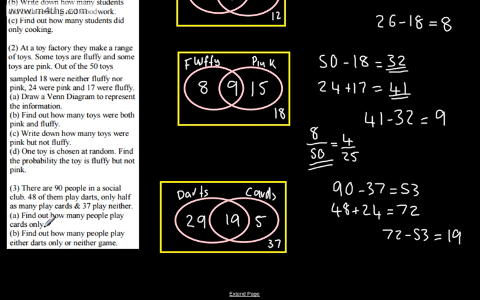Okay, so we've done that. Find out how many people play cards only. The answer is 5. Cards only, 5. In part B, we're asked to find out how many people play either darts only or neither game. Darts only is this part and neither game is this part. So if we simply add those together, we're going to get 29 and 37, which is going to give me a total of 66. So 66 play neither game or darts only.